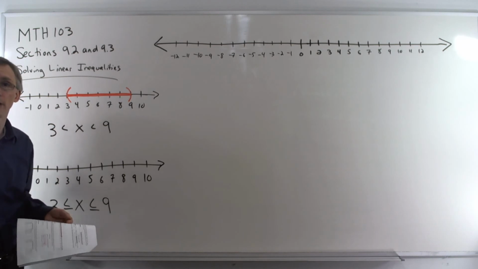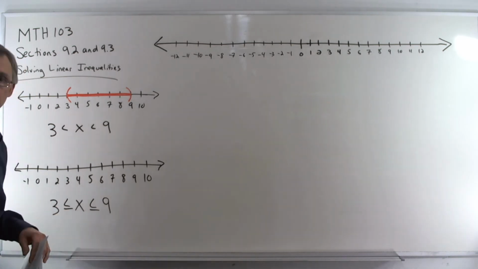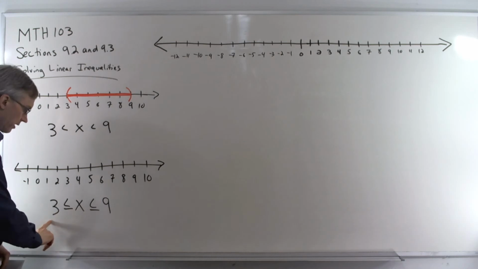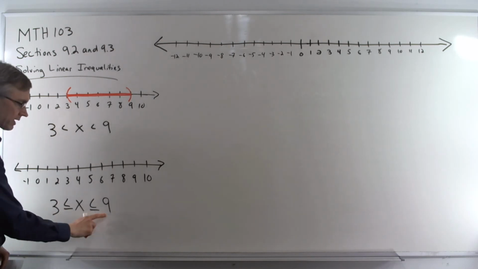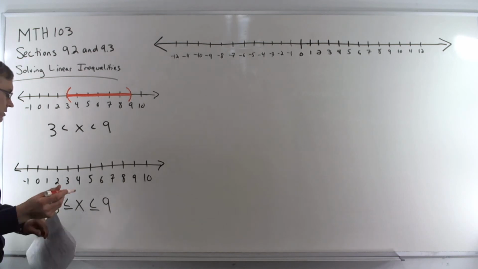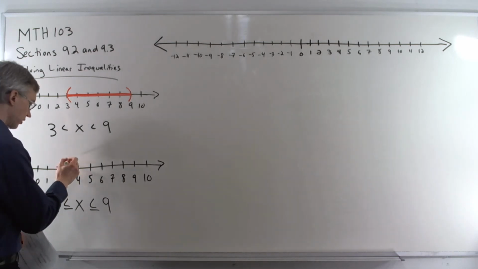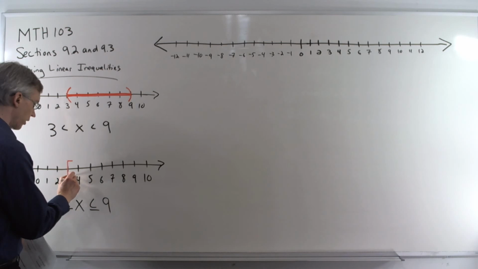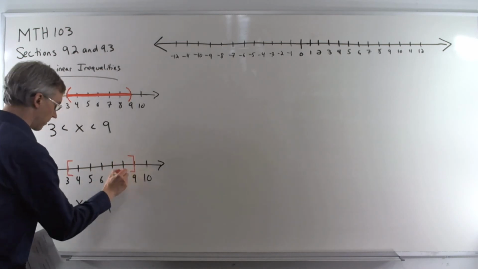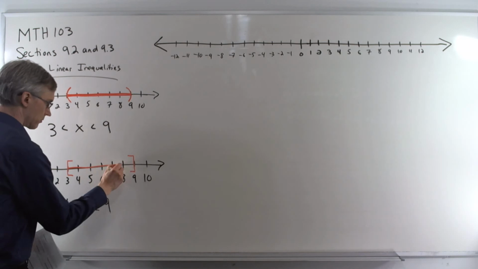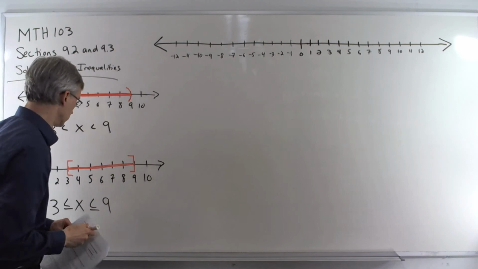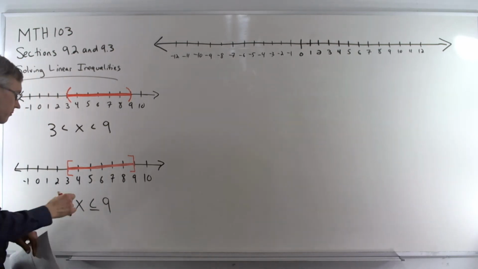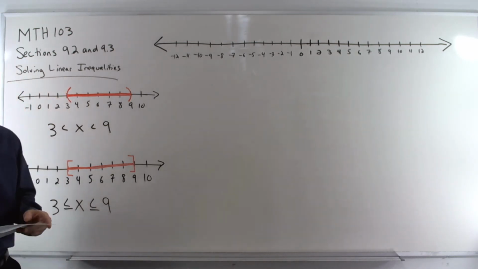But what if we do want to include 3 and 9? Then we're going to use different symbols for that situation. If we want to include the endpoints, then we use less than or equal to. So it's going to be greater than or equal to 3 and less than or equal to 9. To indicate on the graph that we're including the endpoints, we use square brackets on 3 and 9 instead. So there's the graph for every number between 3 and 9, including 3 and 9.